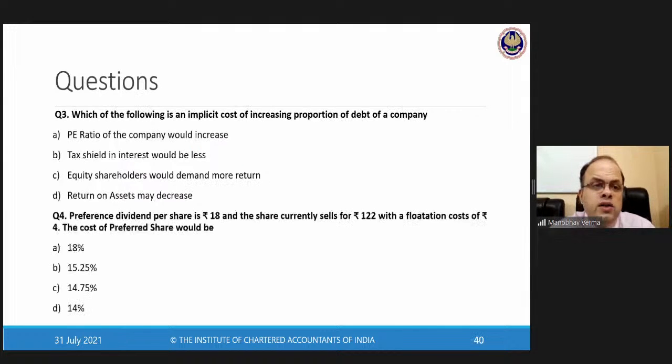So let us look at a couple more MCQs. Question number 3 and 4 on your screen, answer with the question number. 2 minutes for you guys for this as well.